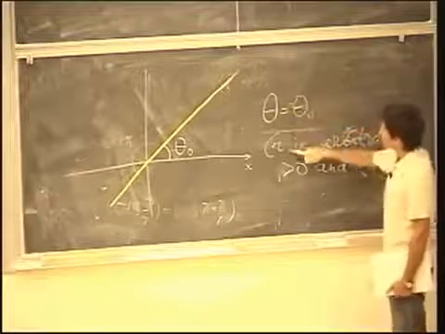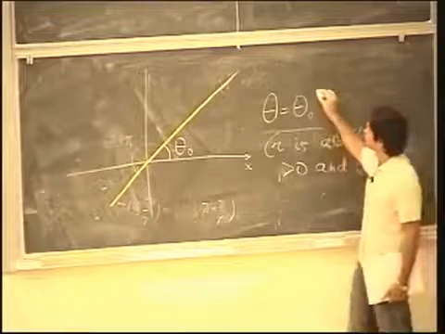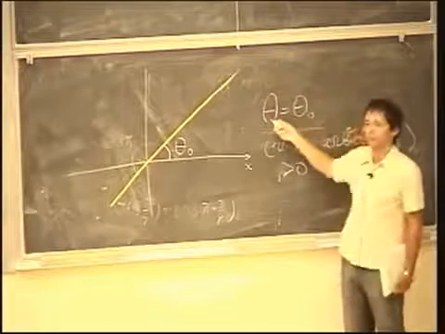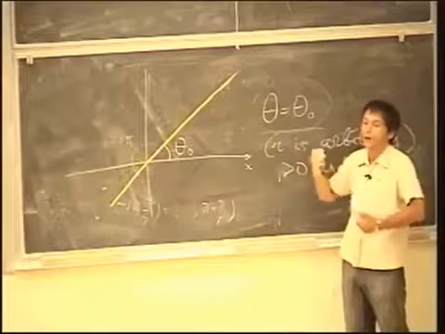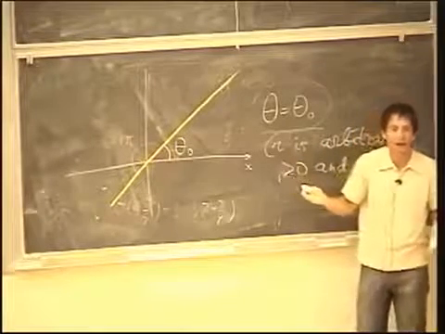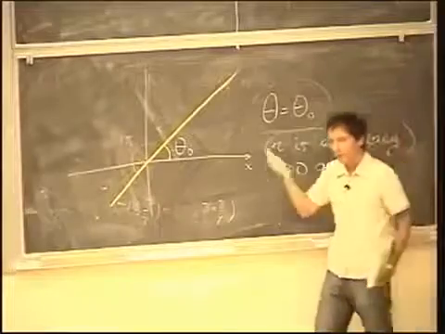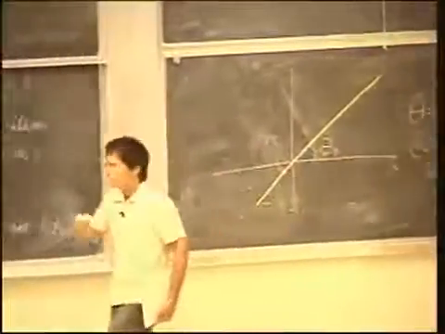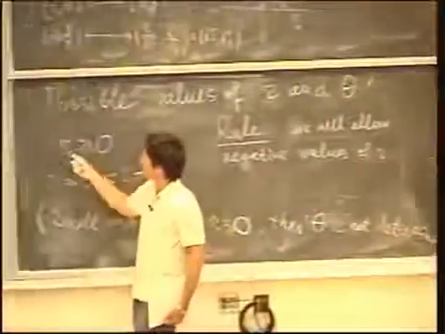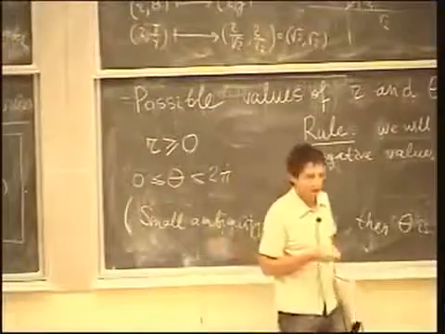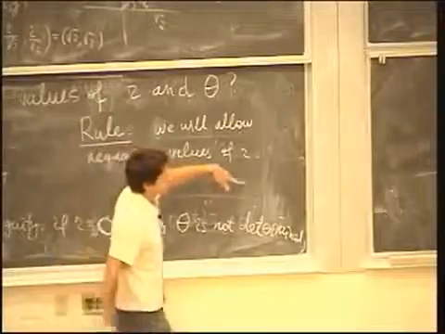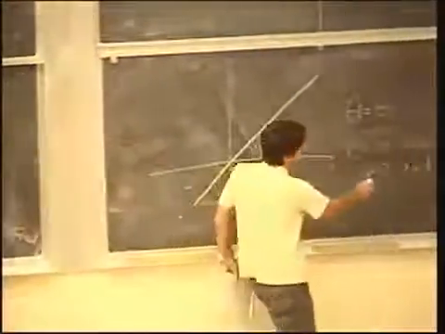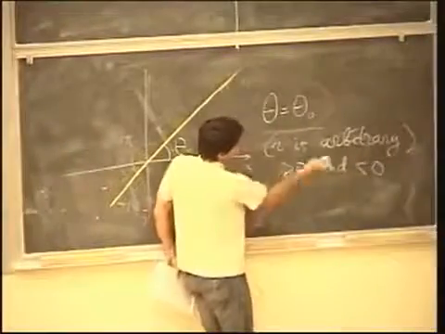So theta is fixed, but r is arbitrary. When I write this equation, because this equation does not involve r, it means that r can take arbitrary values within the allowed range. The allowed range initially was stipulated to be r greater than 0, or maybe r greater than or equal to 0. But eventually we decided that we'll allow negative values of r.